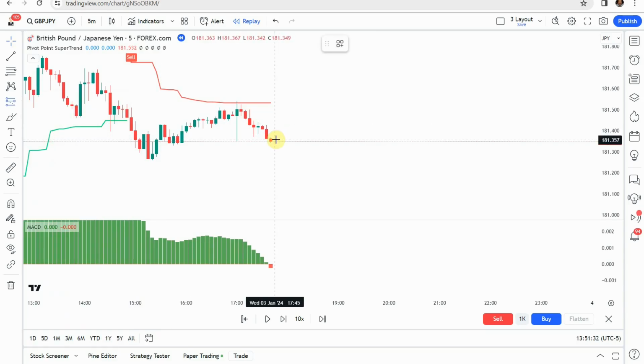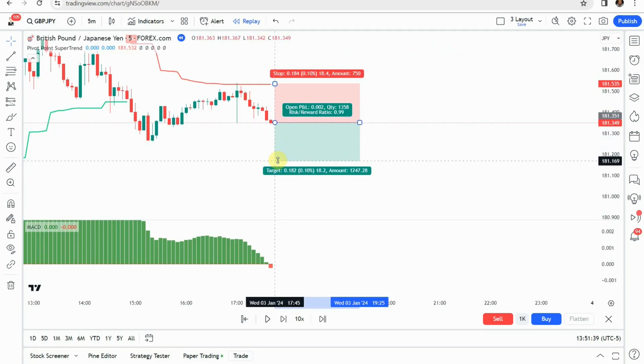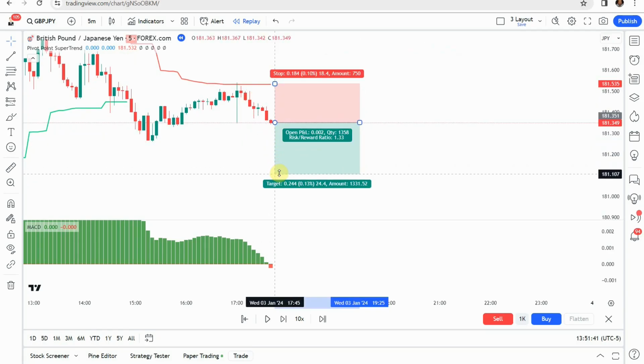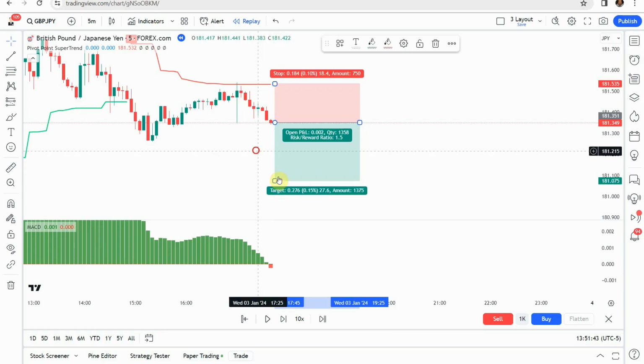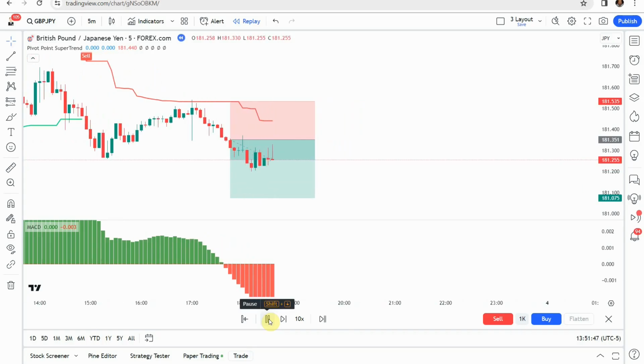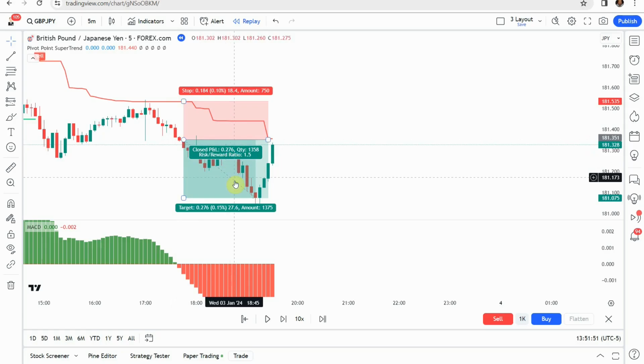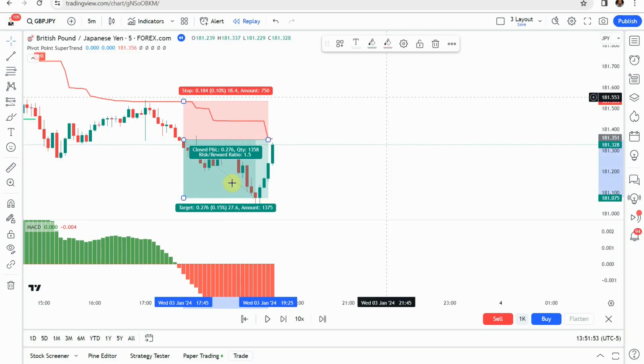So we're going to go ahead and set a trade there. We're going to put our stop at the super trend line there, and we're going to target a 1 to 1.5 risk reward right there. Let's go ahead and play this forward and see what we get out of it. Alright, so you see, we pretty much stair step straight down here, getting us to our take profit.